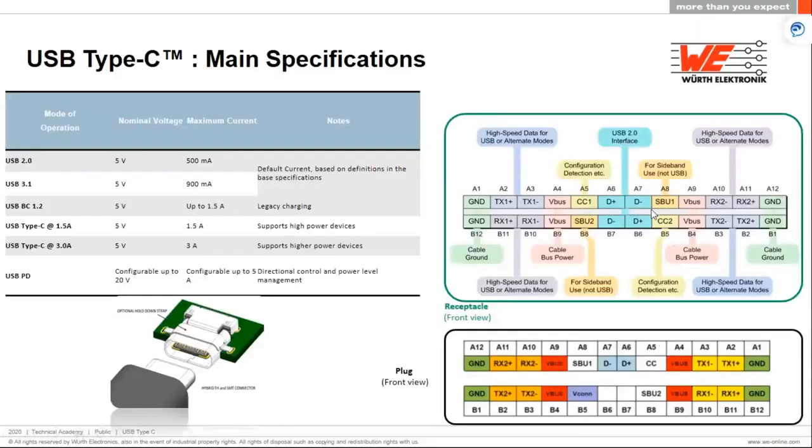So let's start by talking a little bit about the USB Type-C connector and cable structure. Now here you can see the front view of a Type-C receptacle. So we have D+ and D- pins here that are used for the USB 2.0 interface. The TX and RX pins are used for high-speed data such as USB 3.0 or for any other alternate modes. Also, we have some configuration channels such as CC1, CC2, and SBU1, SBU2 here.